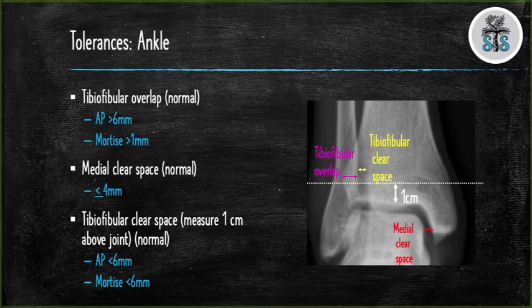The medial clear space is defined as the space between the medial talus and the medial malleolus. This distance should be less than 4 millimeters. The tibiofibular clear space is the last measurement you should be familiar with. This is normally less than 6 millimeters on both AP and mortise radiographs.